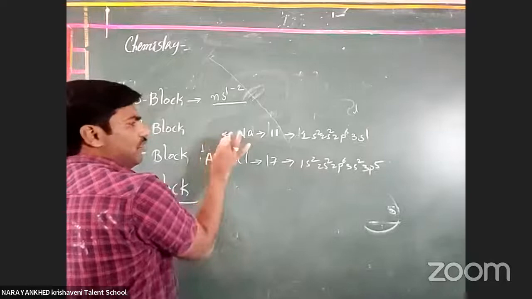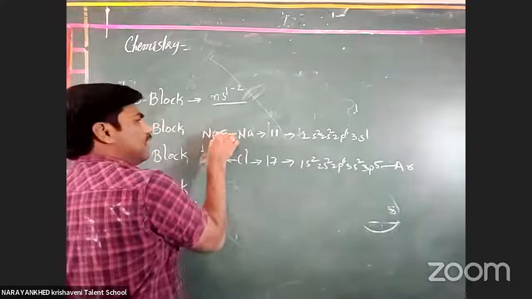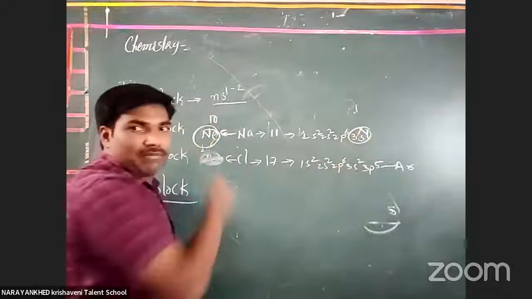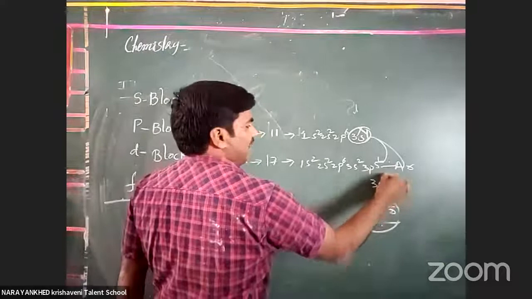After chlorine, argon is there. Before sodium, neon is there. It wants to become neon, 10. It will lose this electron and become neon. Now this electron is taken by this one, and it will become 3p6. Automatically it becomes what?